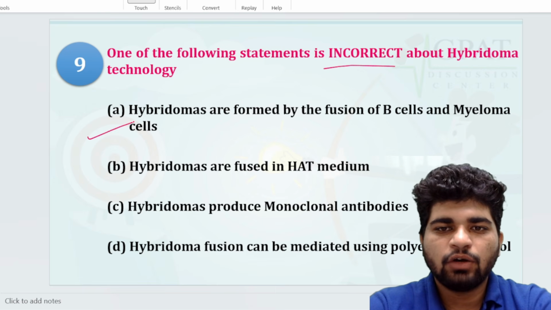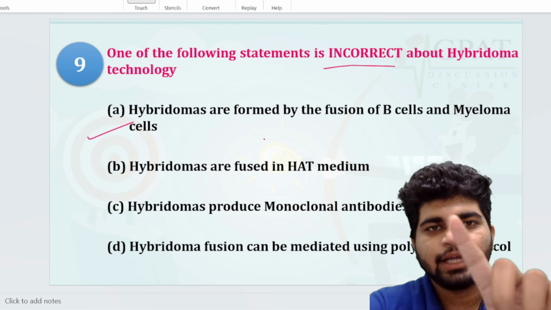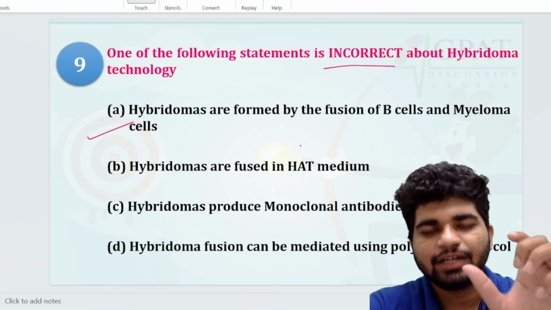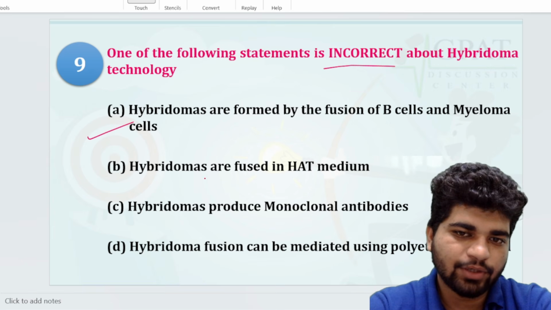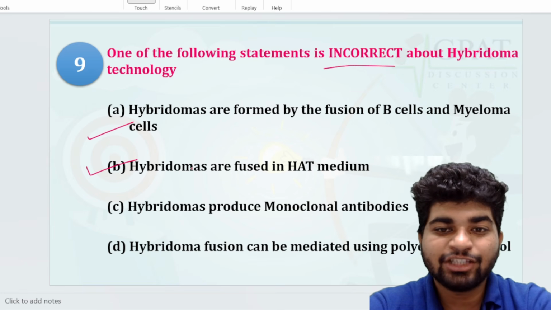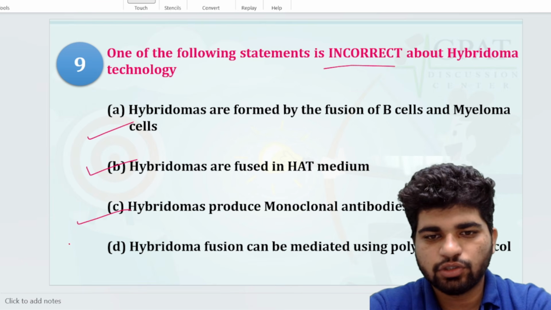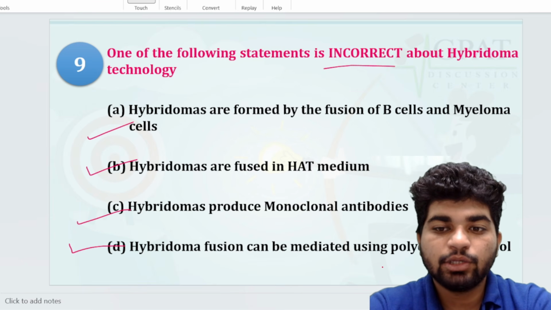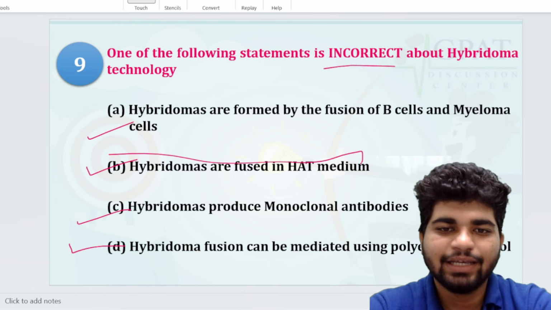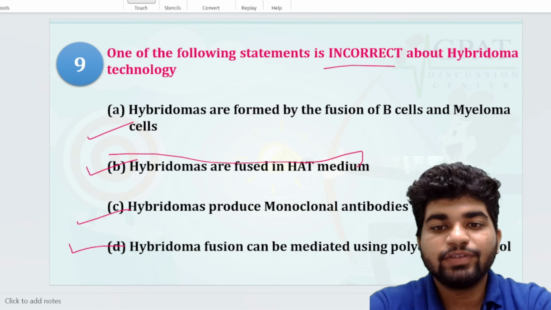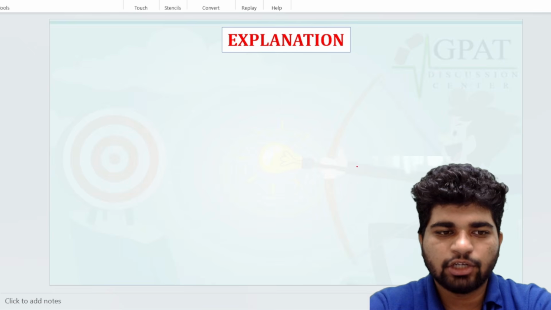Hybridomas are formed by the fusion of B cells as well as myeloma cells. Yes, obviously there is a kind of cancer cell that is usually required for producing those monoclonal antibodies. Okay, hybridomas are fused with HAT medium. Hybridomas produce monoclonal antibody, that's for sure. Hybridoma fusion can be mediated using polyethylene glycol. Yeah, that's for sure. But statement B is not correct. It is not usually fused with HAT medium. Okay, so you have to keep this in your mind.